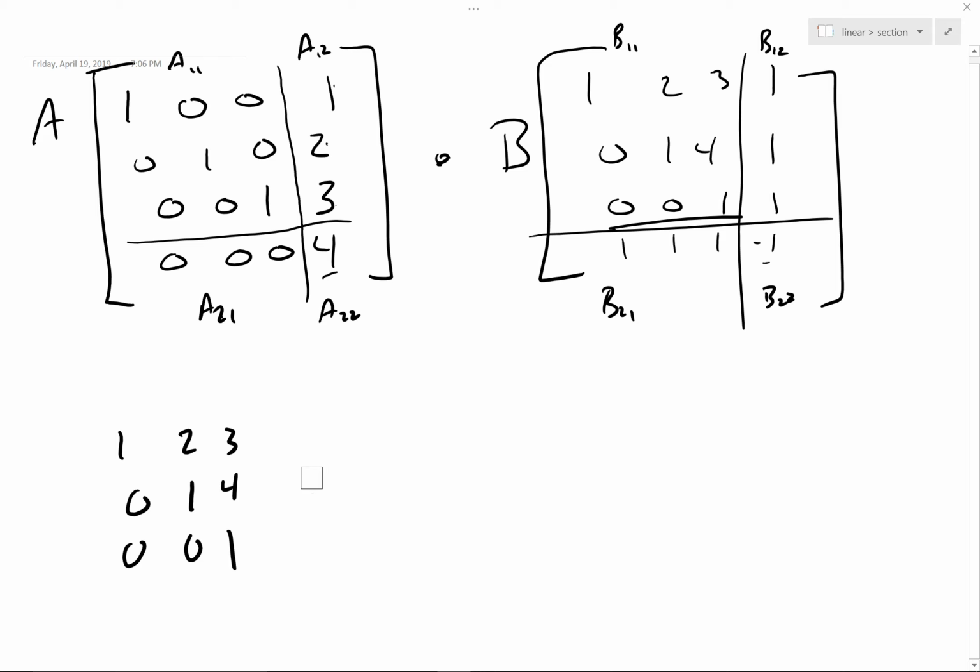Oops. Sorry, you're not going to get 1, 2, 3. Hang on, hold that thought just a minute. So be careful when you do this. Just be a little careful. Okay. So it's this row times this column. Okay, which is going to be a 1.